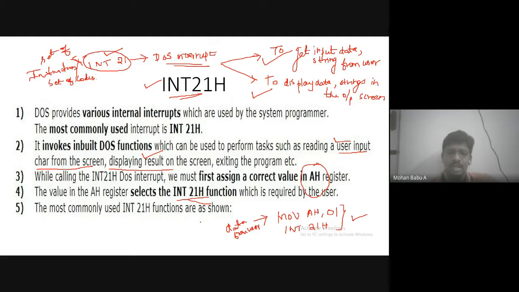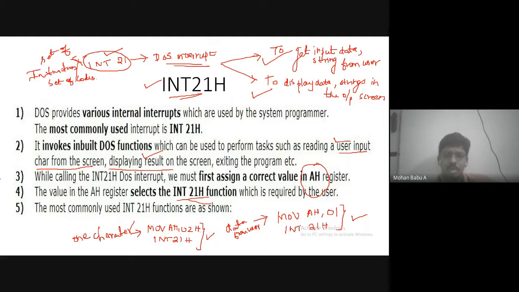Similarly, if you need characters as input from the users, for example if you need A as a character, if you need one character from the user, you will need to use this set of commands: MOV AH comma 02H, INT 21H. This DOS command will help you to get a single character input from the users.